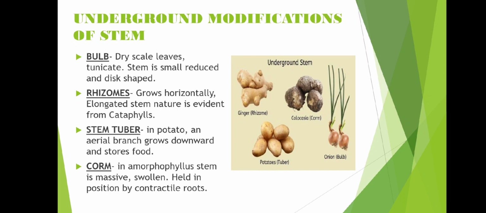So, lumalaki siya pahalang. Stem tuber. In potato, an aerial branch grows downward and stores food. So, ang example nito is yung potato na lumalaki siya pababa. So, the last is corm. In amorphophallus, the stem is massive and swollen, held in position by contractile roots.